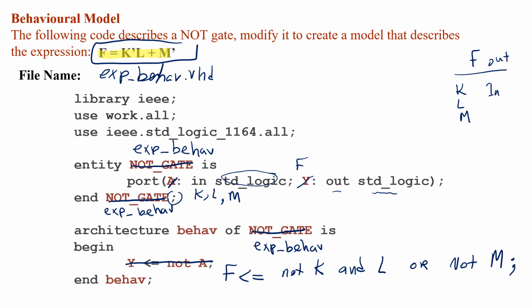Now the expression as it is will still work, but if you prefer to put brackets just to make it more readable, then you can put brackets around the AND first and then around not K. You can add an additional bracket around not K. So we have bracket not K, and then not K is ANDed with L, and then we find not M, then we OR everything together and assign it to F.